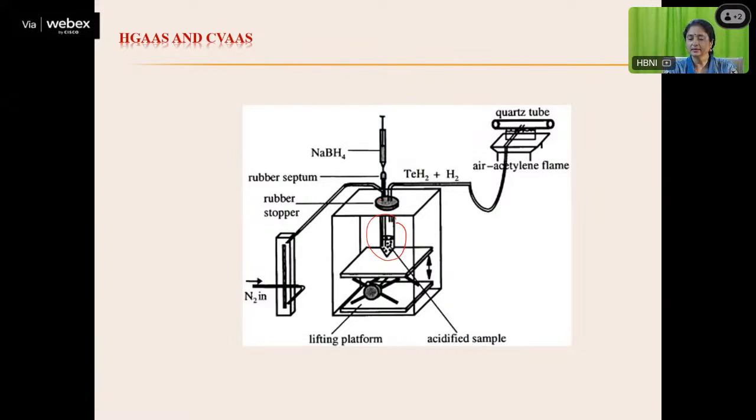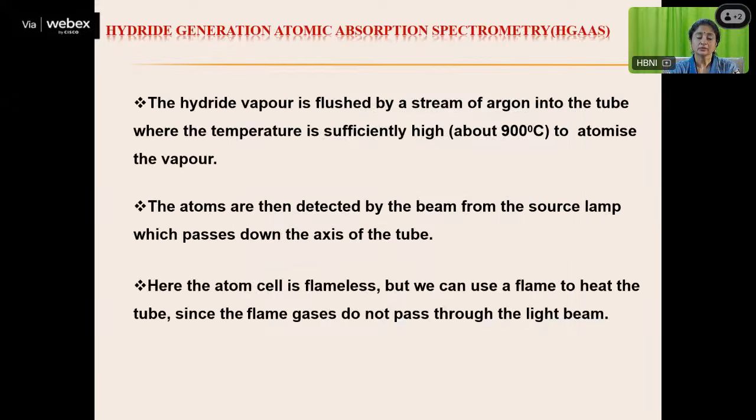There it is heated to around 600 to 700 degrees centigrade, where the atoms will form. So the hydride vapor is flushed by a stream of argon into the tube where the temperature is sufficiently high, around 900 degrees centigrade, to atomize the vapor. Now the atoms are detected by the beam from the source lamp which passes down the axis of the tube. Here the atom cell is flameless, but we can use a flame to heat the tube since the flame gases do not pass through the light beam.